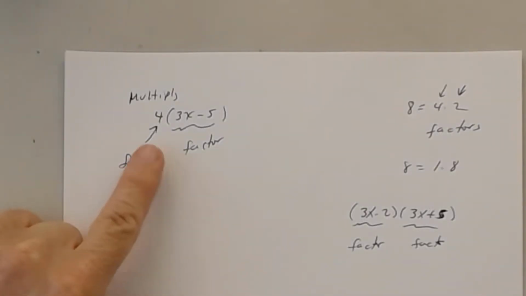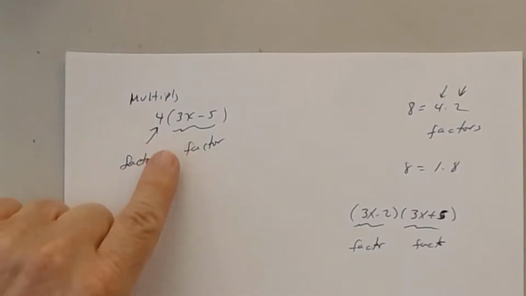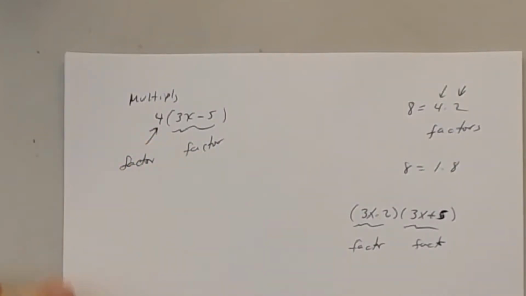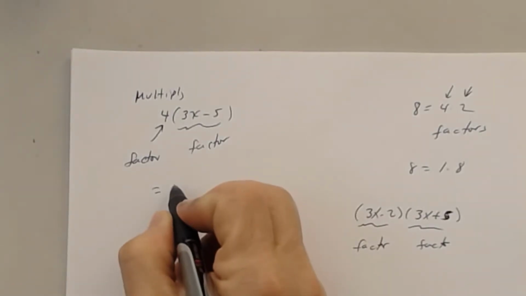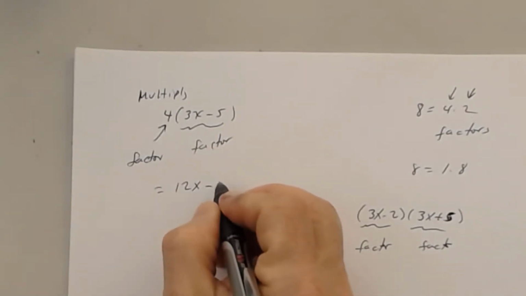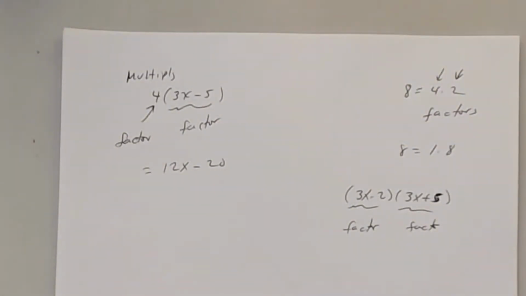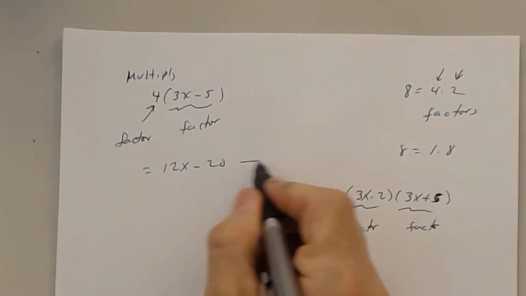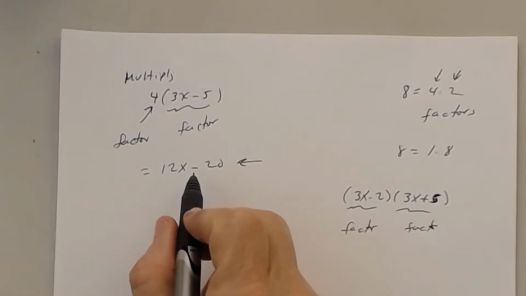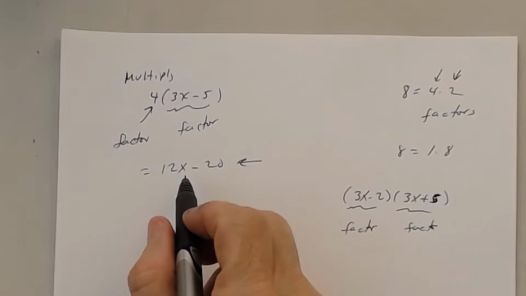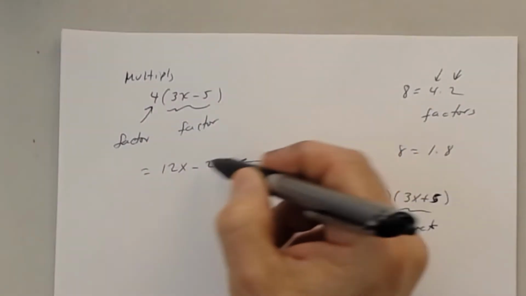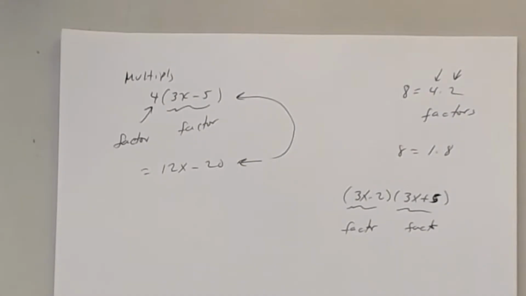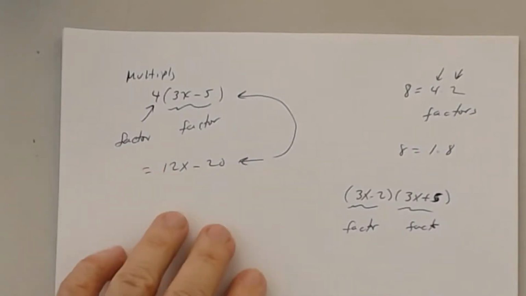All right, now on the previous worksheet, when I multiplied this, what did I end up with? 12x minus 20. So what's going to happen now is this. You will start out with the polynomial, and the direction will say to factor. And then you're going to go backwards. So you go from here to here. It's a reverse of what you used to do. So factoring means you get this polynomial and you write it as a product. That's all it means.